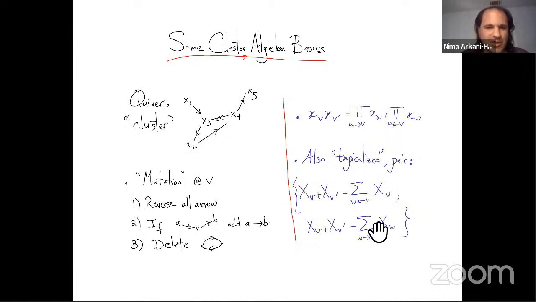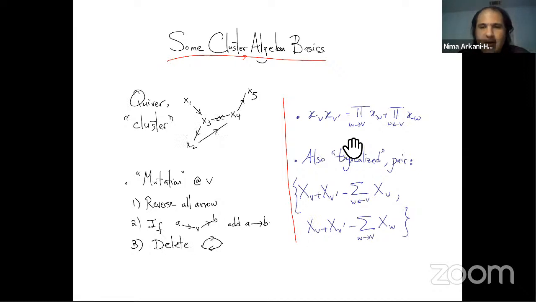So let me just very quickly mention some basics about the cluster algebras. It's an extremely simple object to define. We start with any old quiver that we like, and we can think of this as some initial cluster. And then there are some simple rules for how to make a new quiver. There's a notion of a mutation at a vertex V. I'll just write them down here. I don't have time to explain it in detail.